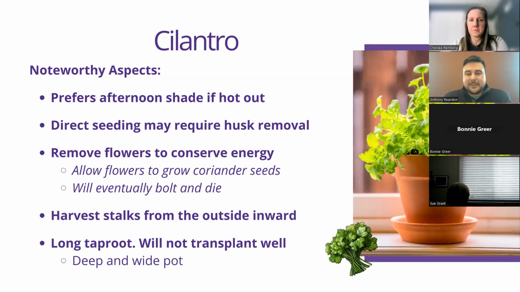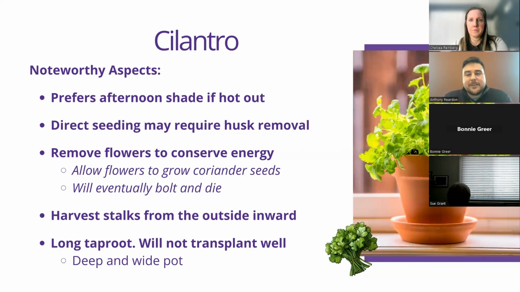So cilantro, you may think this one's very similar to parsley because they look so similar, but they actually have quite different care aspects. This prefers afternoon shade because it really can't handle the heat very well. It's going to kind of just not perform well. It's going to start wilting very easily in hot conditions. So morning sun is best. Direct seeding may actually require husk removal because these seeds are so thick, they have a sort of woody husk around them. So you may have to break those husks. You may have to remove them altogether to get the seeds to grow.